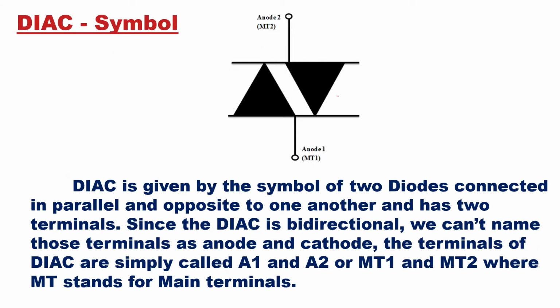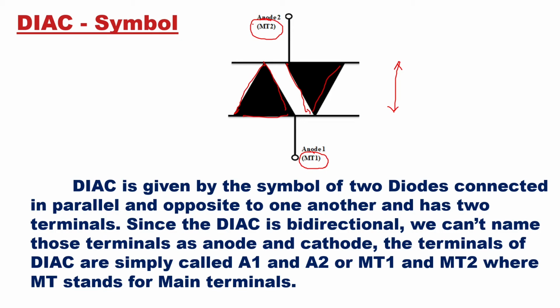So if you see the symbol of DIAC, this is one direction in which the current can flow, and this is another direction in which the current can flow. That means the current can flow bidirectionally. That is why the first terminal will be called MT1 and the second terminal will be called MT2, because either one can act as an anode and the other as a cathode.